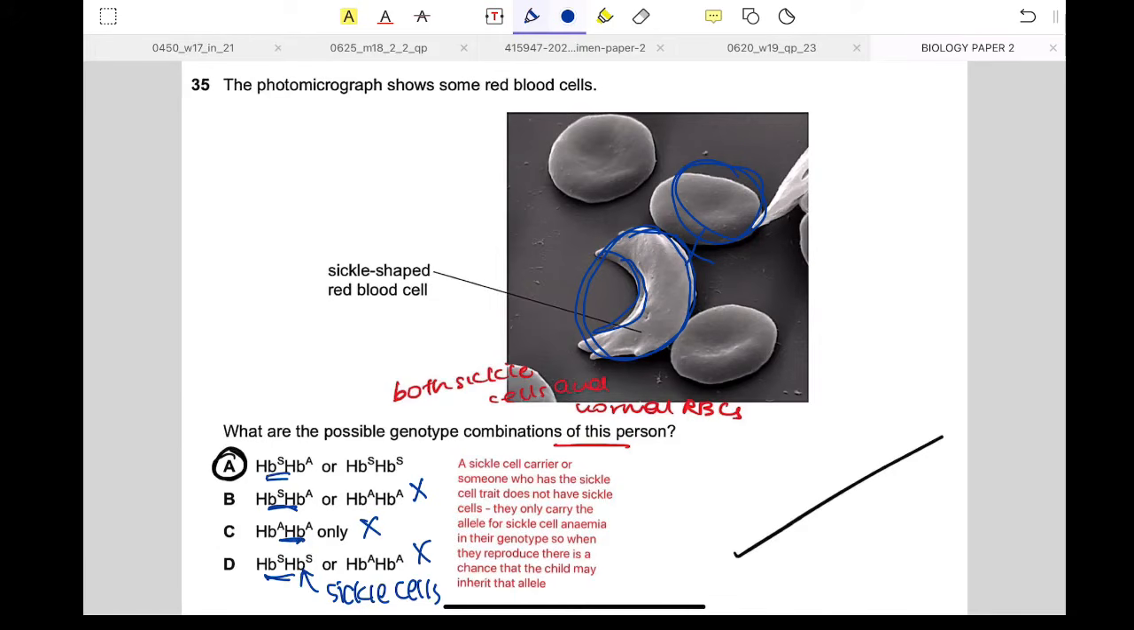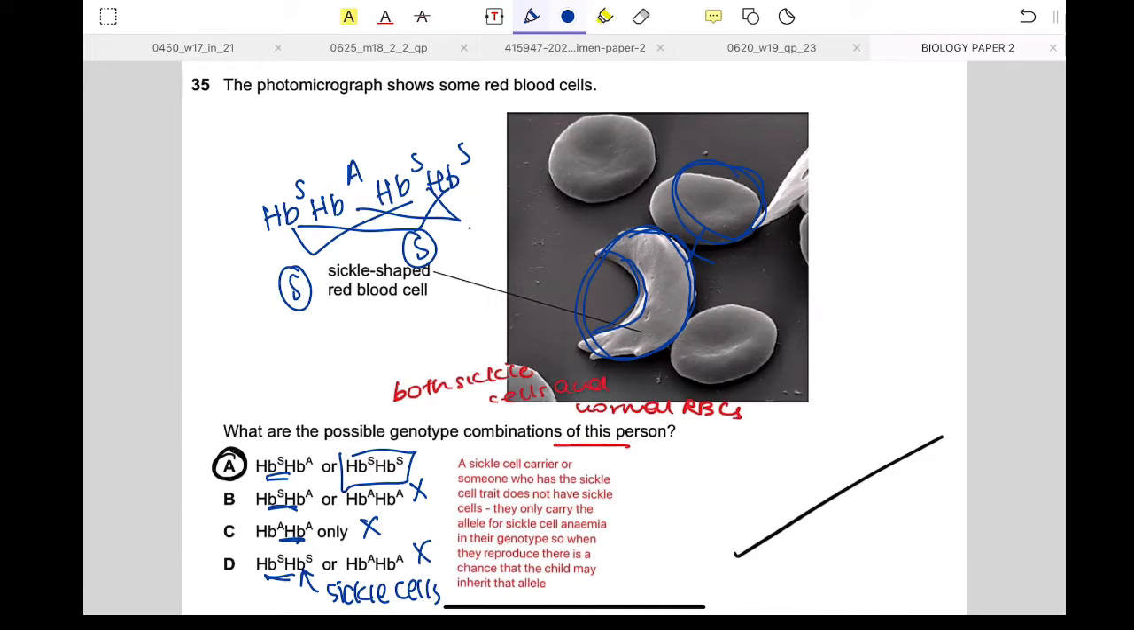All right, HBA, yes. Why? Because look at this. Let us look at the cross actually. HBS. So this person will have sickle cell anemia. This person will also have sickle cell anemia. This person will have the trait, and this person will have the trait.